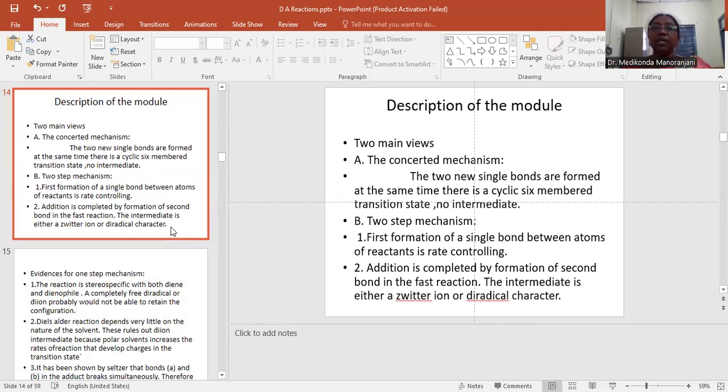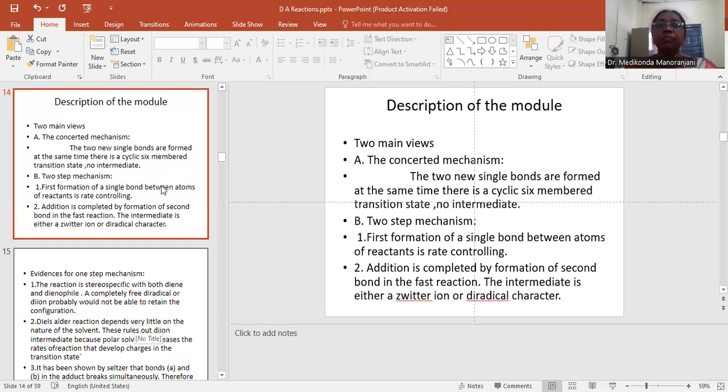Number one, concerted mechanism. Two new single bonds are formed at the same time, there is a cyclic 6-membered transition state. There is no intermediate. This is the first view regarding the concerted mechanism. Then two-step mechanism. In the two-step mechanism, the first step involves formation of a single bond between atoms of reactants, and it is a rate controlling or rate determining step. The second step, addition, is completed by formation of the second bond in a fast reaction. The intermediate is either a zwitterion or of diradical character.